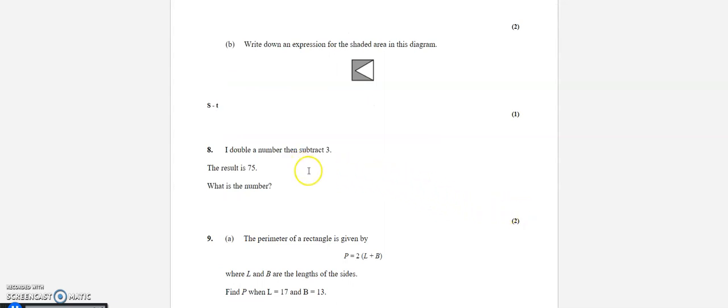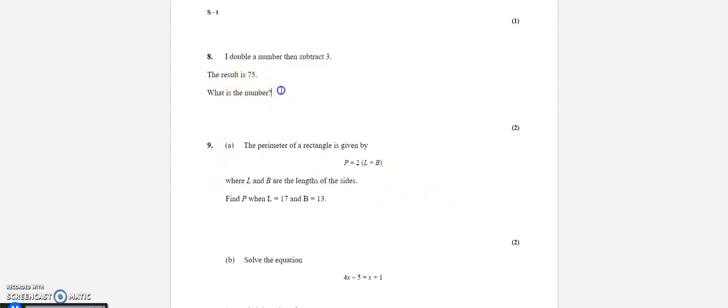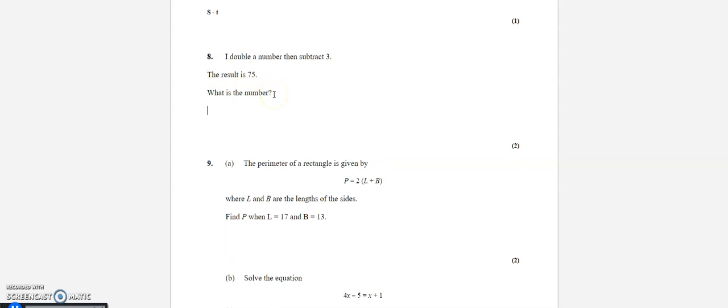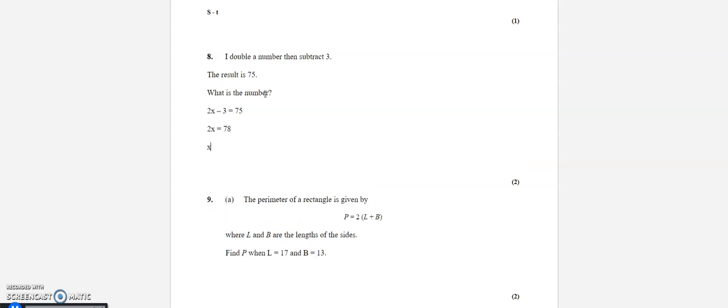So I'll just do this last one quickly. So expressions again. I double a number, then subtract 3. The result is 75. What's the number? So if we double a number, that's going to be x, and we've doubled it, so we can count it as 2x. We then take away 3, and that equals 75. So then what we'd be looking for is we'd add 3 to either side, so we can have 2x equals 78, and then x equals 39.